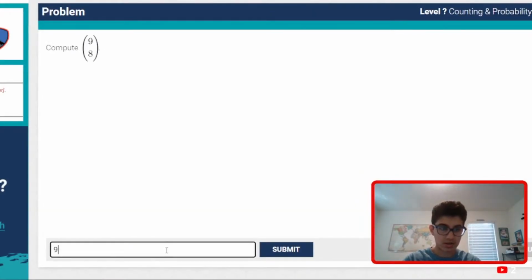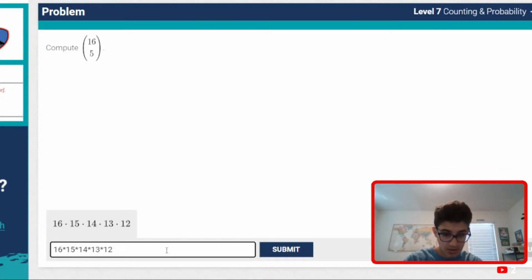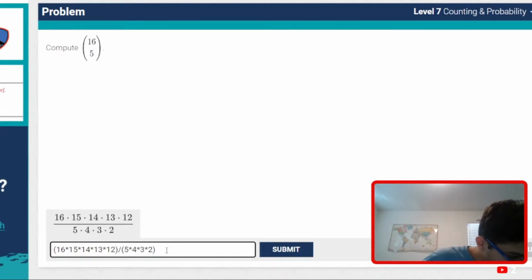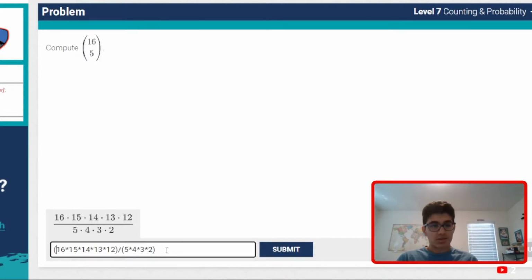Compute, that's just 9, right? 16 choose 5, so 16 choose 11. 16 times 15 times 14 times 13 times 12 divided by 5 times 4 times 3 times 2. I know it's written wrong here, but okay, let's do this. This is what we have. 16 times 15 times 14 times 13 times 12. Wait, I hope you can see it. Yeah, you can. So 16, 15, 14, 13, 12, 5, 4, 3, 2.